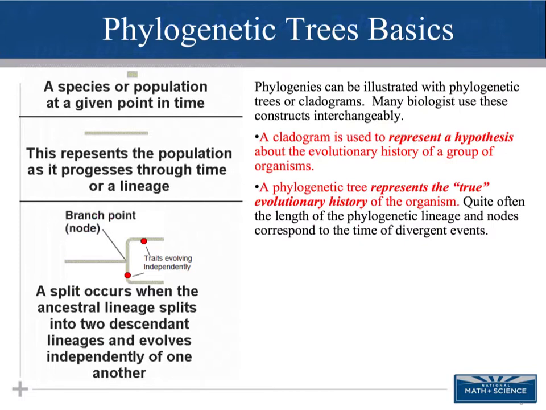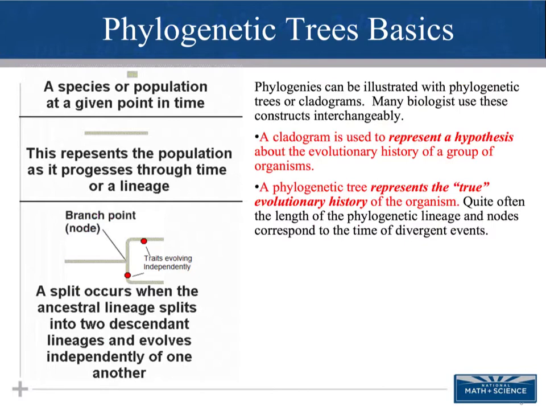So the two terms that you will see being thrown around a lot would be phylogenetic tree and cladogram. Well, what's the difference between the two? A cladogram is used to represent a hypothesis about the evolutionary history of a group of organisms. So I think the panda bear evolved, and then the red panda was next, and after that came the polar bear. That's my hypothesis. So I would use a cladogram to showcase that.